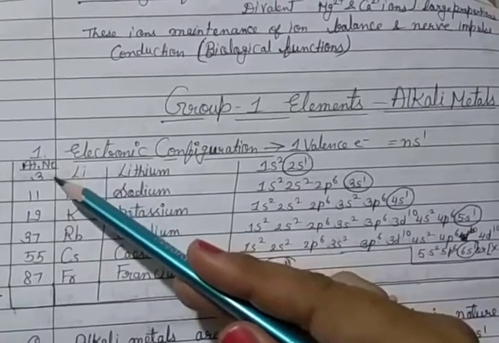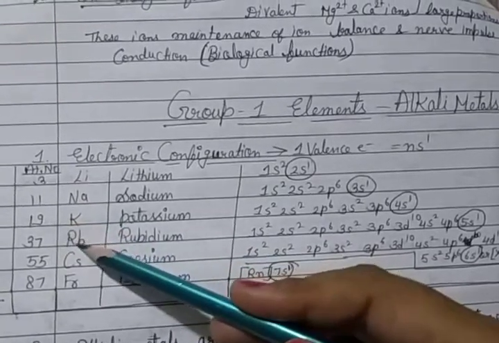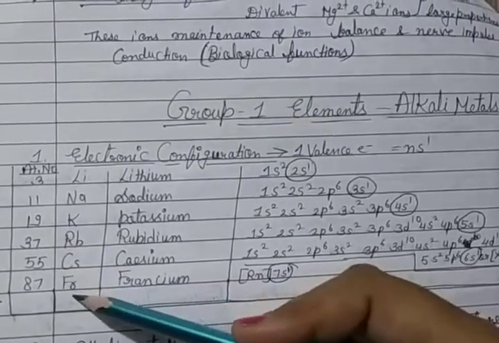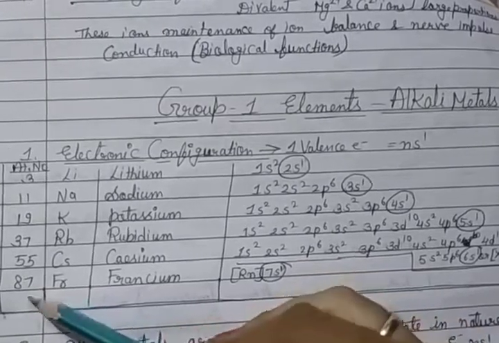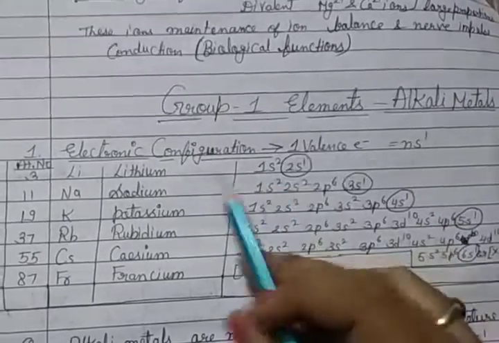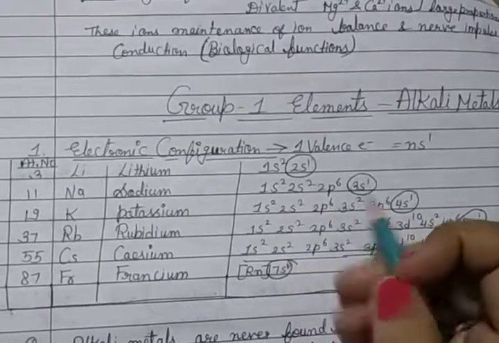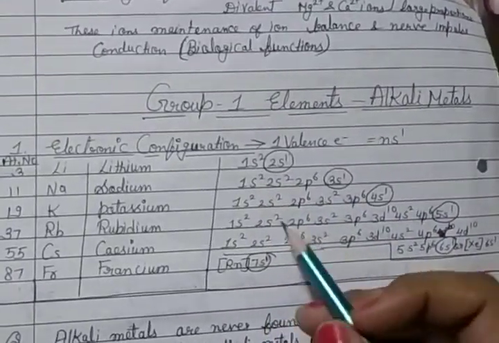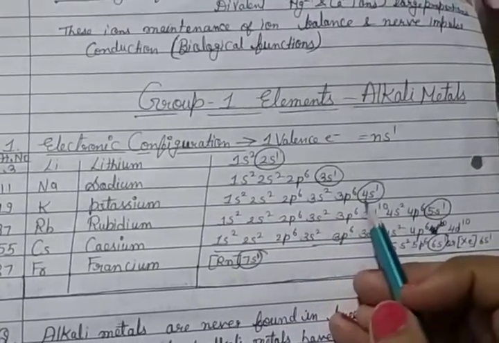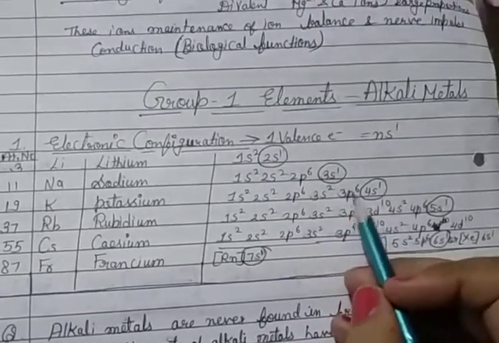The atomic number of lithium is 3, sodium 11, potassium 19, rubidium 37, cesium 55, and francium 87. So lithium's electronic configuration is 1s2 2s1, because it has 3 electrons. Then sodium is 1s2 2s2 2p6 3s1. Then potassium, 19: 1s2 2s2 2p6 3s2 3p6 and 4s1.